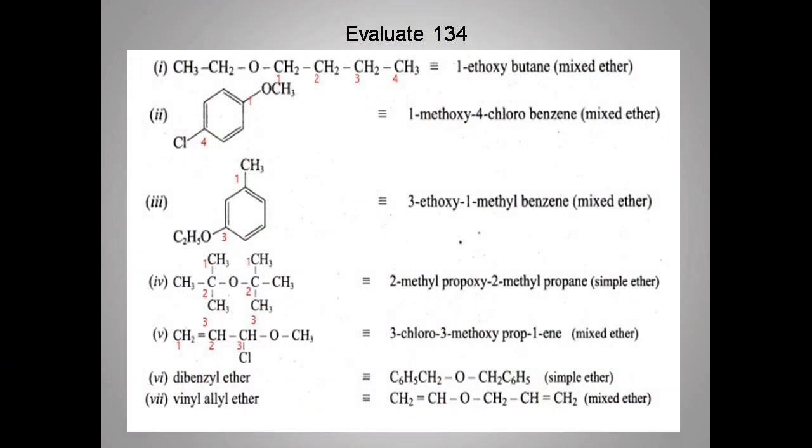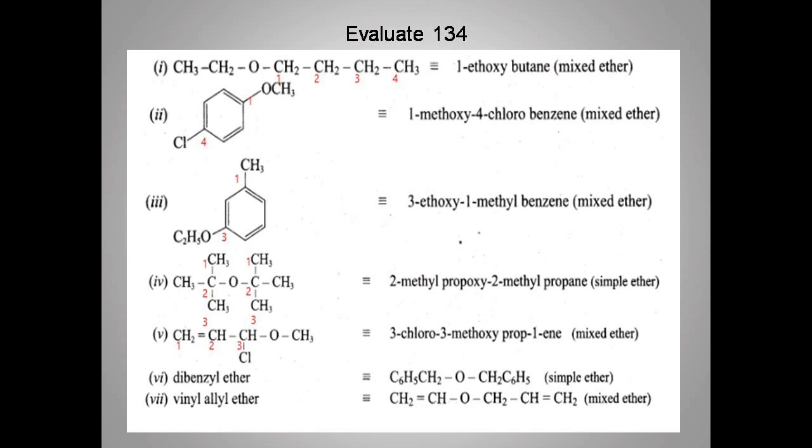This is evaluate page number 134. I indicated the numbers. The first carbon contains ethoxy. CH3 CH2O is called ethoxy. 4 carbons means but, single bond means ane. So it is 1-ethoxybutane. That oxygen has ethyl on one side and butyl on the other side, so it is a mixed ether.